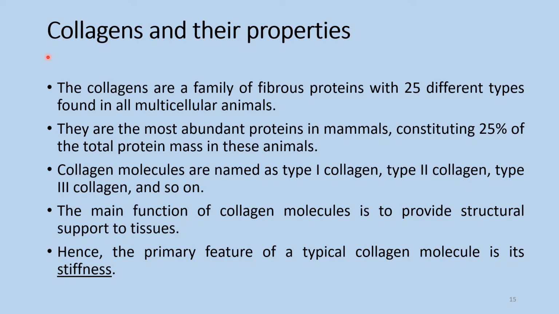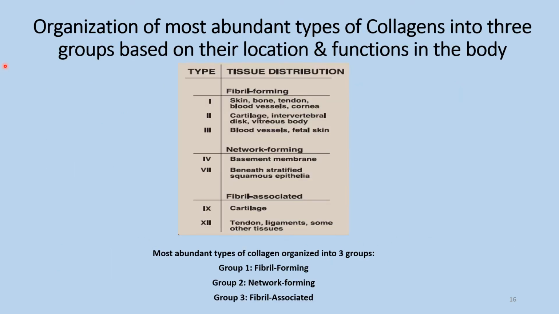Let us go for the properties. The collagens are most abundantly found in the body and have a family of about 25 different types: type 1, type 2, type 3, and so on. They are the most abundant proteins in mammals, consisting of about 25% of total proteins. The main function of the collagen molecule is to provide structural support to the tissues.